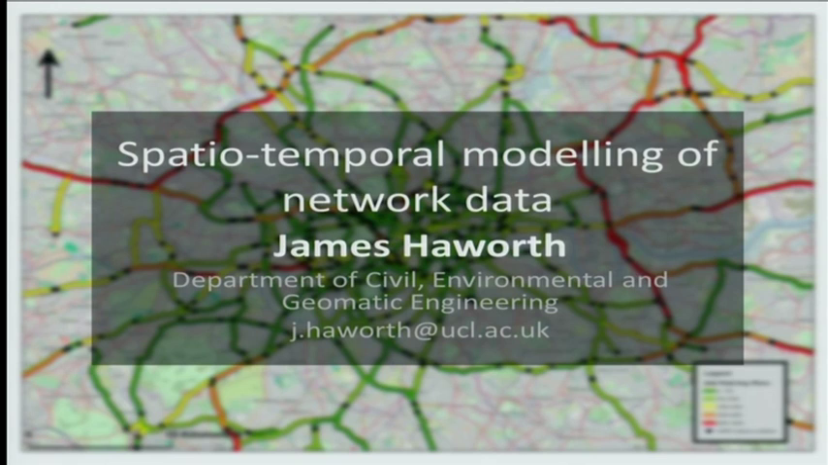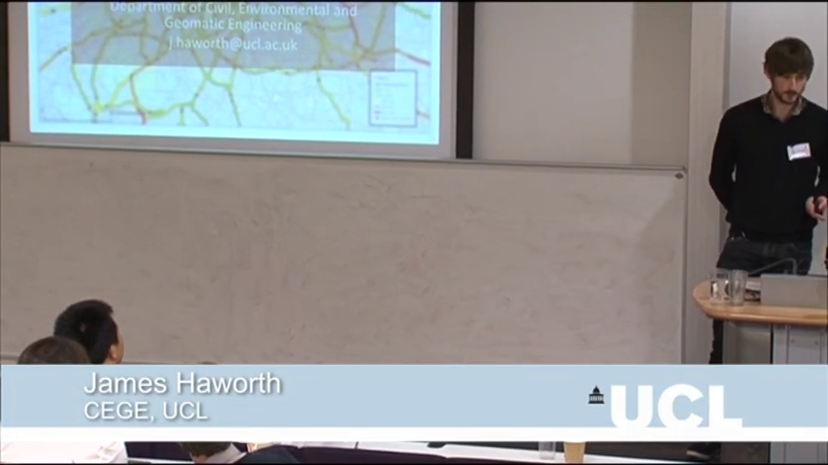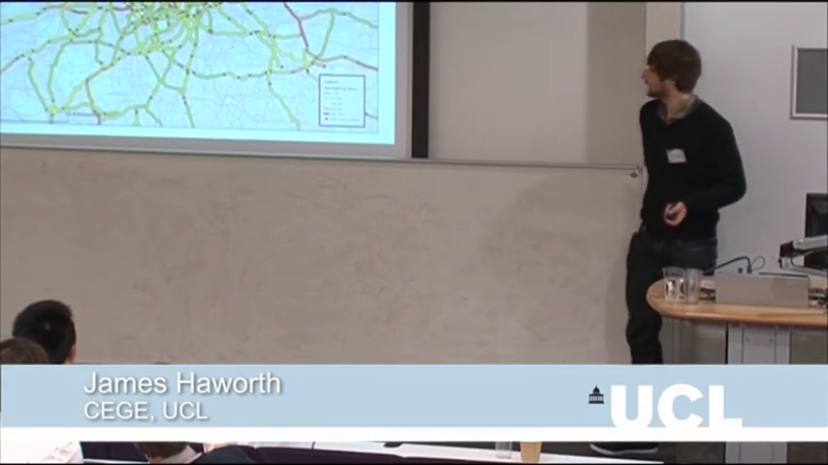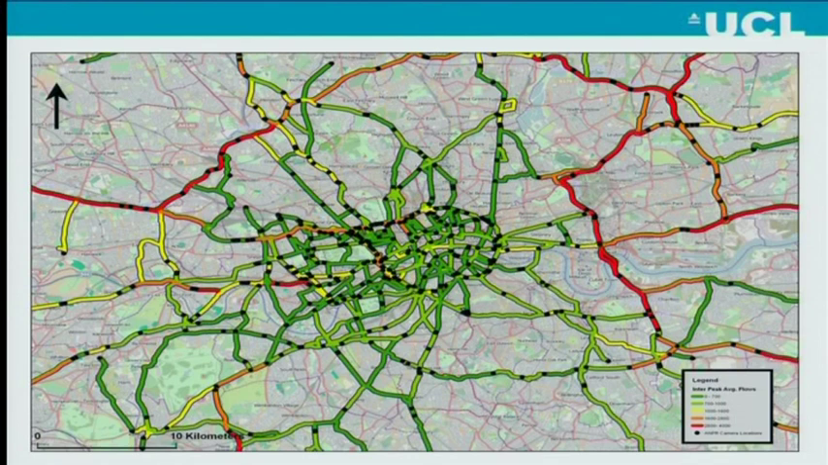I've been working on spatiotemporal modeling of network data using some of the kernel methods that Professor Shaw-Taylor mentioned earlier. Just to give an idea of the data that we have, this is the ANPR system data, automatic number plate recognition data. Each of these different colors is a link which has a camera at each end, and travel times are recorded on those links.